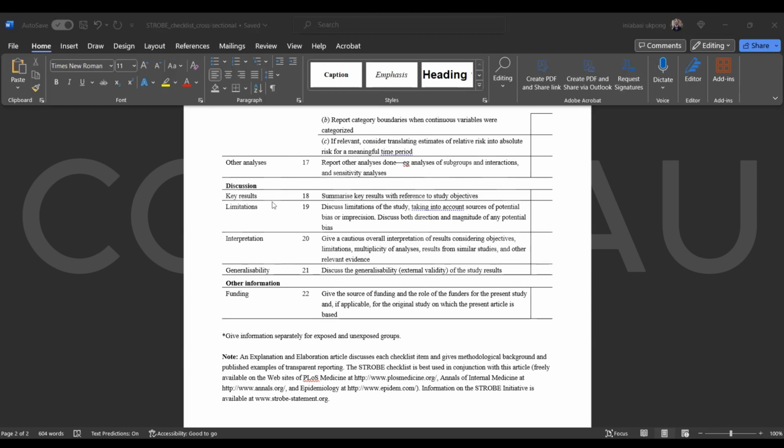In the discussion section, the first paragraph is a summary of the key results related to your study objectives. I repeat, the first paragraph is a summary of the key results related to your study objectives. So in effect, I share how you write.